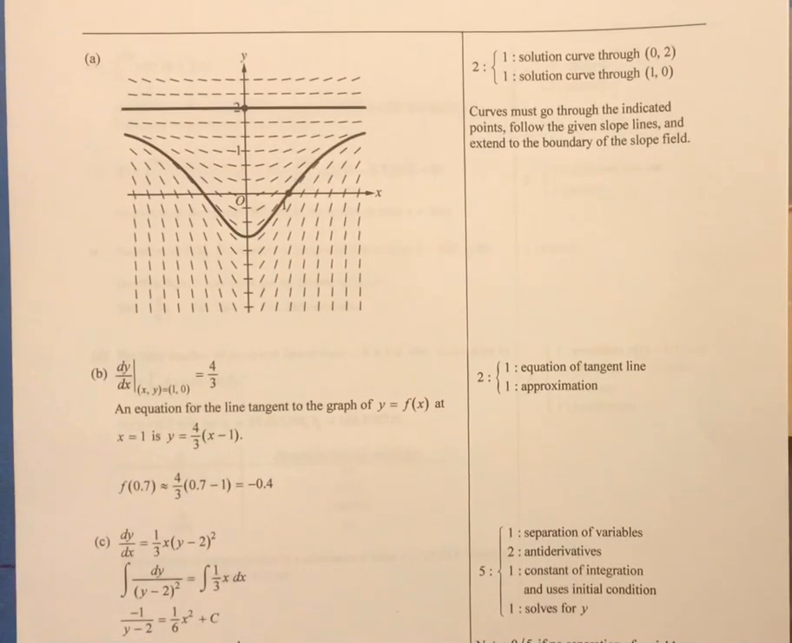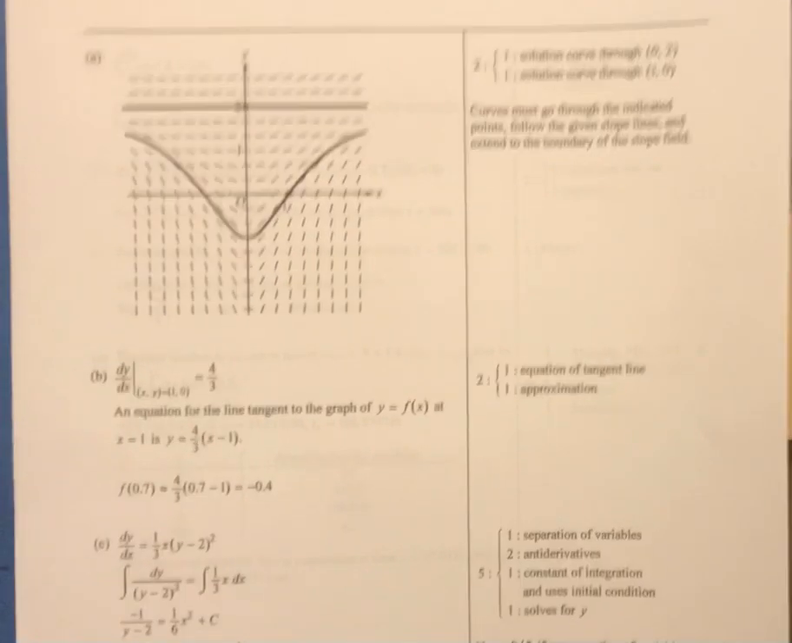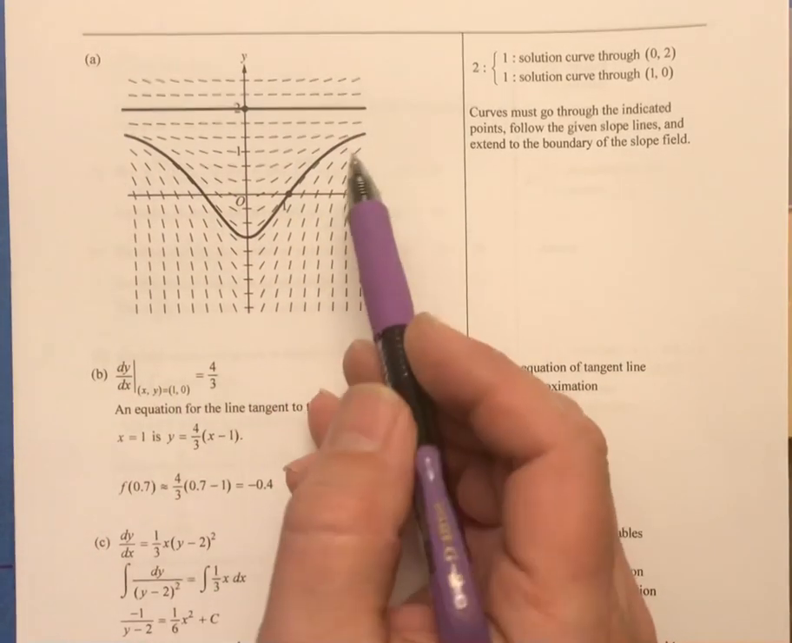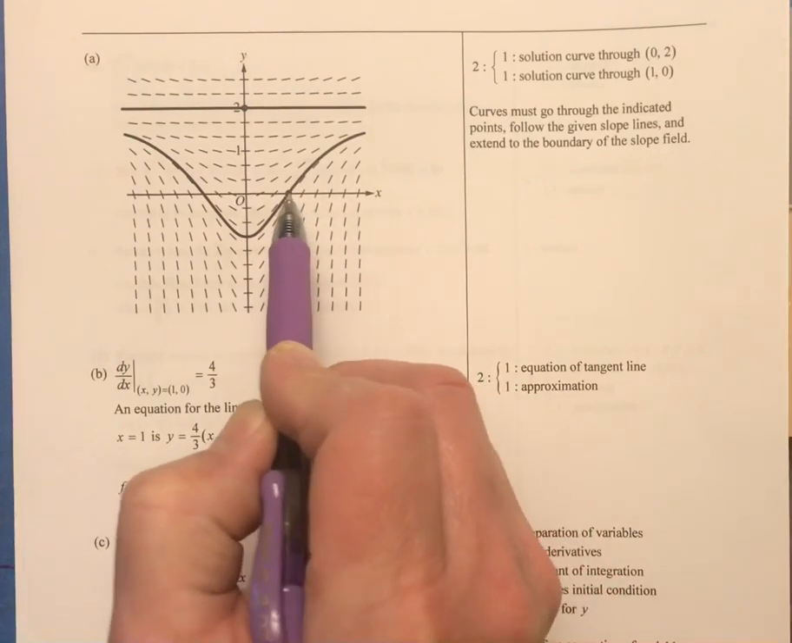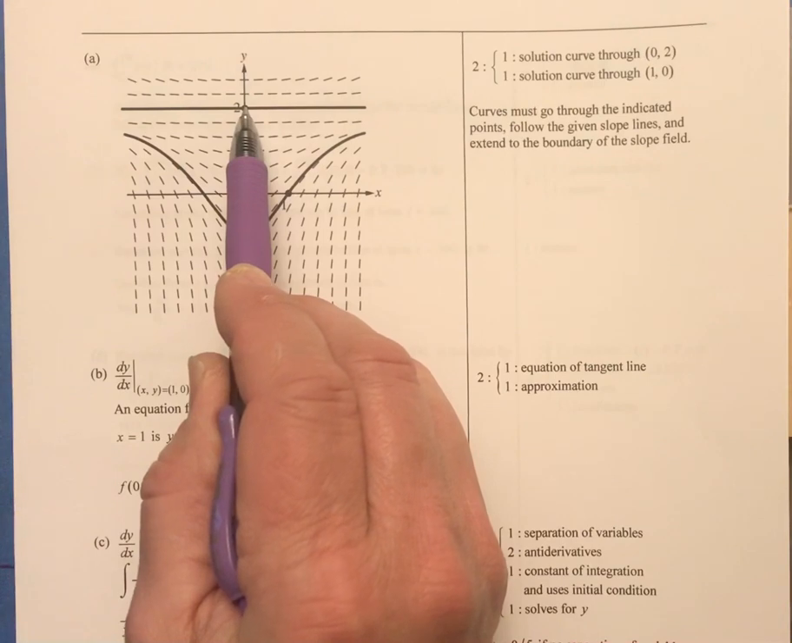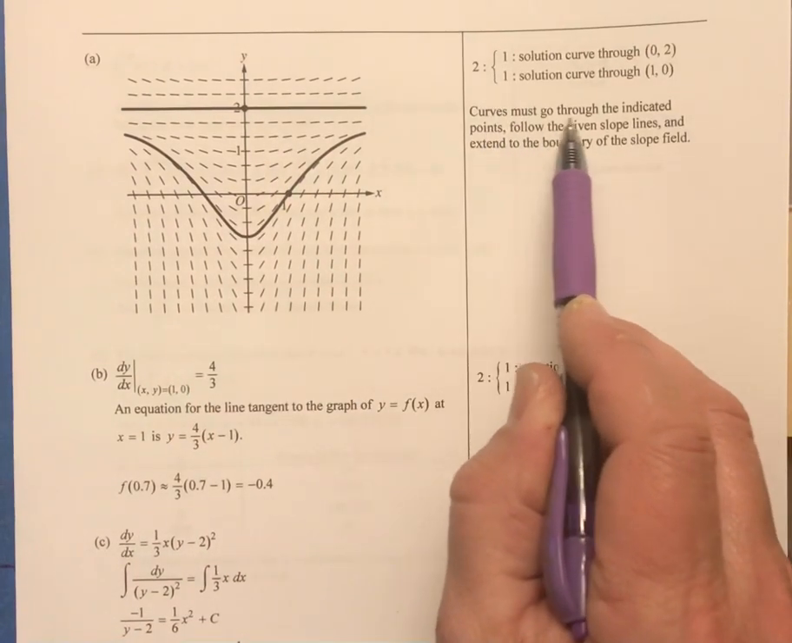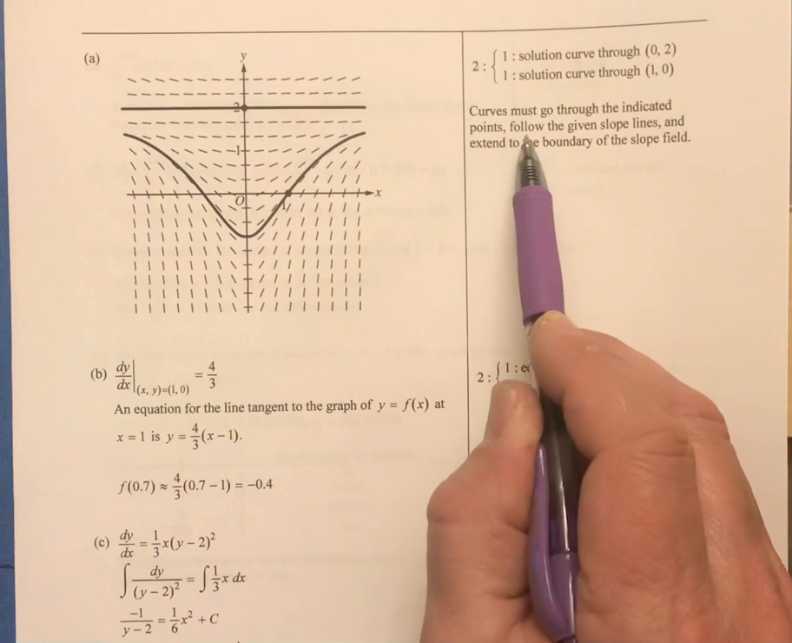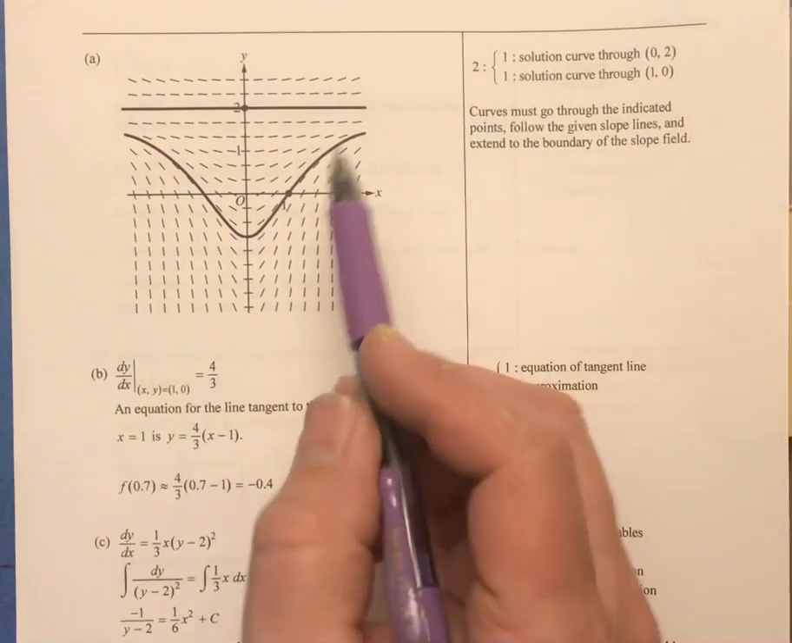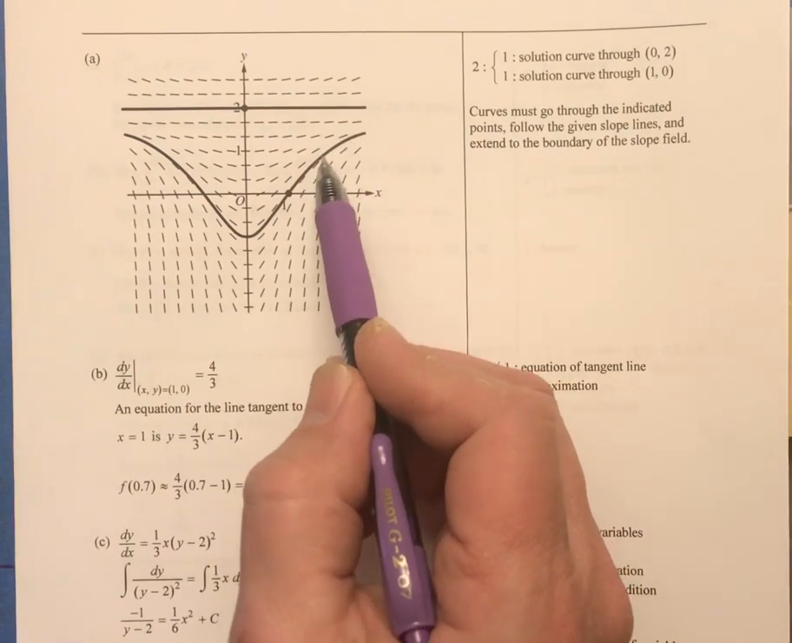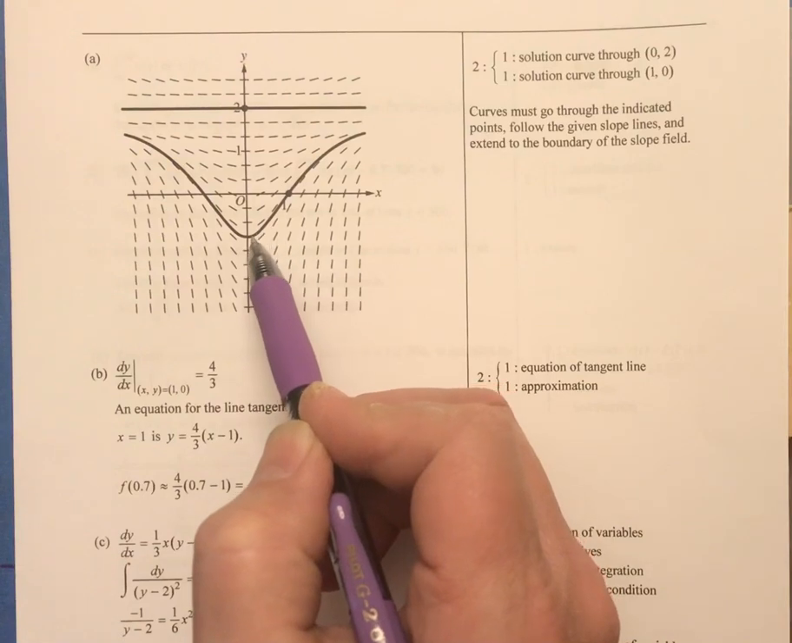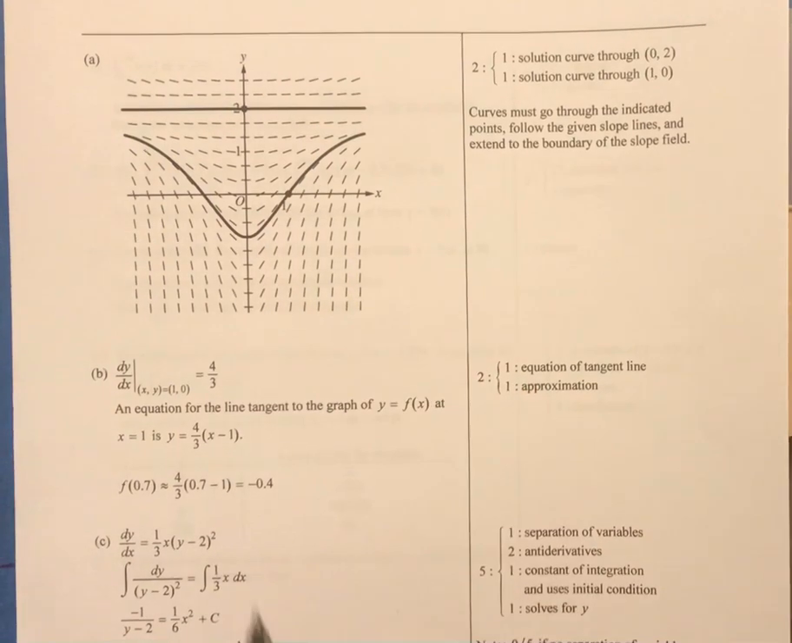Now, the last question that I assigned for homework, you can see here, we actually sketched these in class. You've got a nice smooth curve that is going through the point 1, 0, and here it's going through 0, 2. Okay, now curves must go through the indicated points, follow the given slope lines, and extend to the boundary of the slope field.